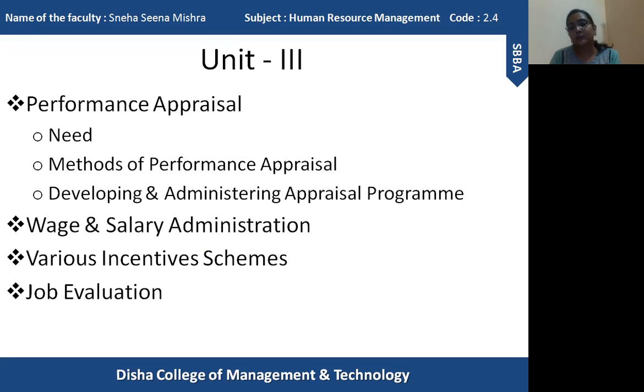Job evaluation means finding out the worth of each and every job that an organization has. Worth means in terms of money. So what should be the money worth of a job is found out in job evaluation, and there is a process of using job evaluation, and there are various methods for evaluating the job. So these are the topics that you all are going to study in Unit 3.